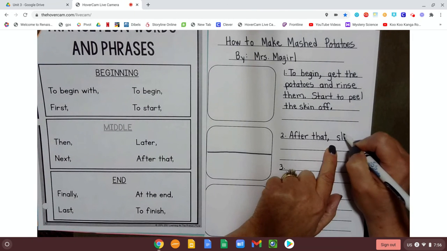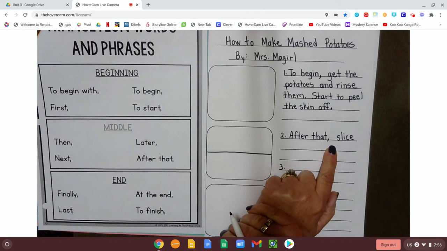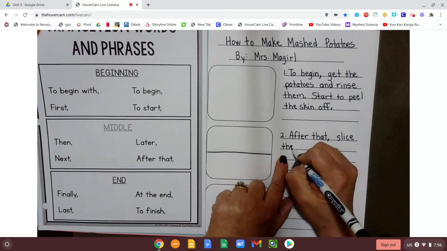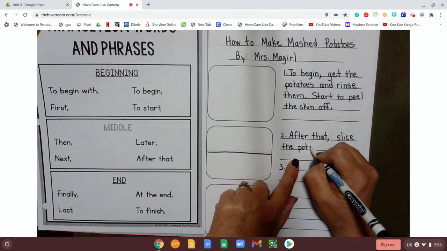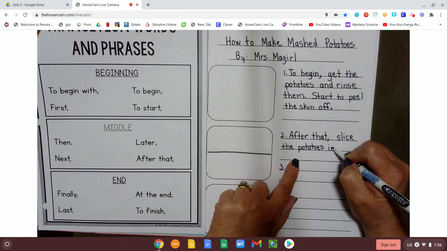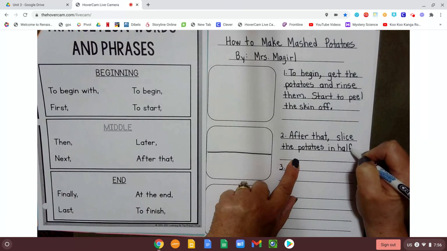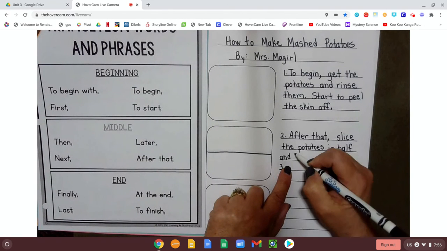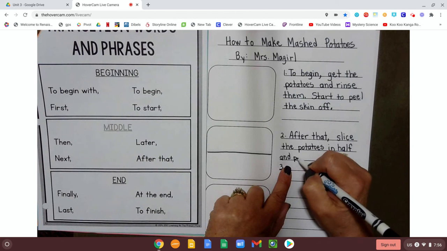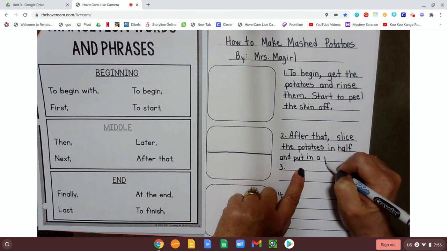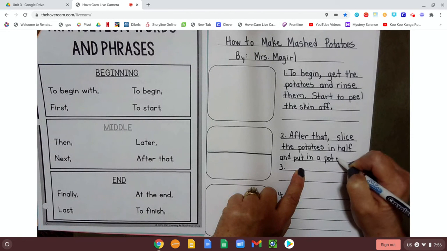Slice the potatoes. That means we cut them up into pieces or usually a couple pieces. Slice the potatoes in half, I'll say. And put in a pot with water.